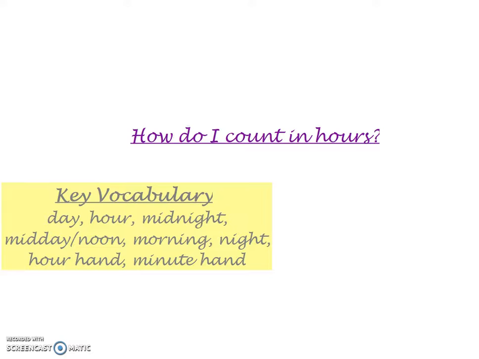In today's session, we're going to be trying to answer the question of how do I count in hours? And in order to do this, we're going to be introduced to how many hours there are in a day and the way that we actually divide those hours up to help us tell the time more effectively.